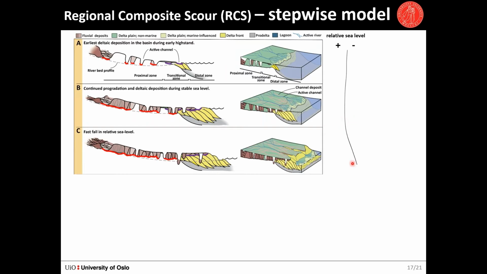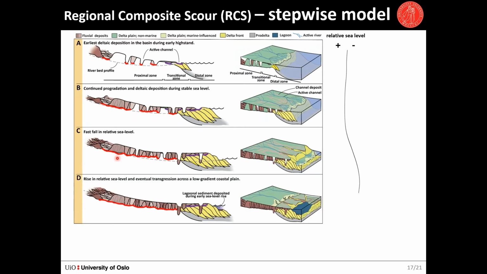Then there's the earliest sea level fall. There is coastal incision into the coastal prism, and these incised valleys begin to form. But there's also still activity and deposition by these trunk channels in the proximal zone. And then finally, there's earliest sea level rise. Part of the delta is still able to keep up, but eventually the delta plane is flooded.